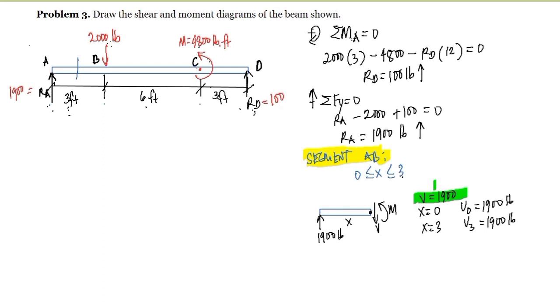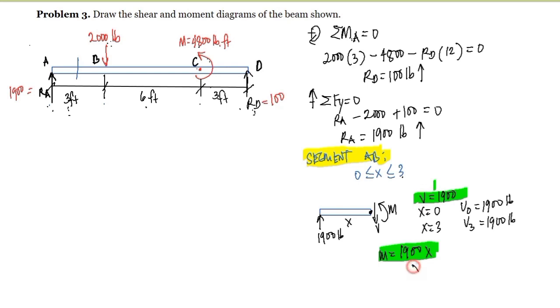And for the moment, this 1,900 will create a clockwise rotation. So we have here 1,900 multiplied by the distance x. And remember, we are taking the moment here at the section. So this equation here is the equation for our moment. Now, if we are going to take the derivative of the moment equation, then that would give us the equation for the shear. And it is correct.